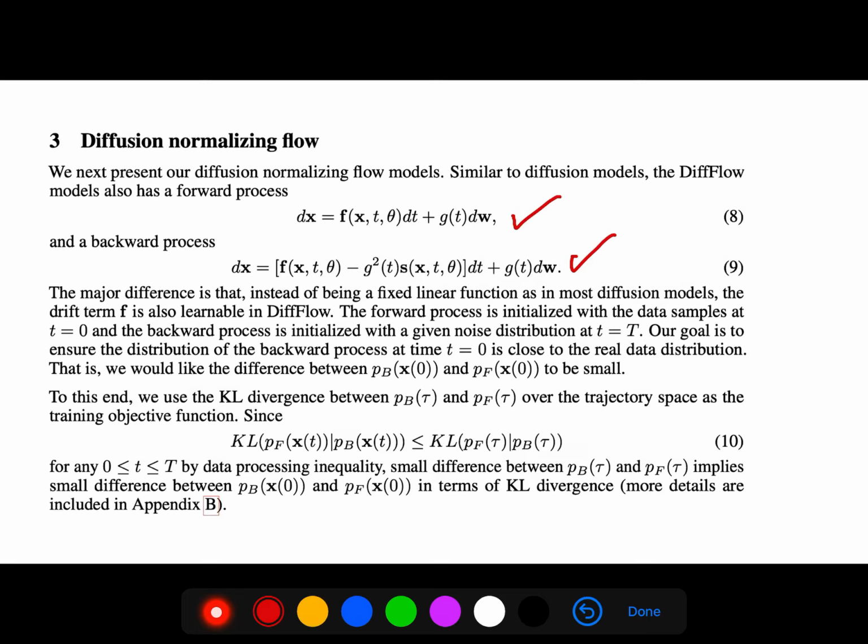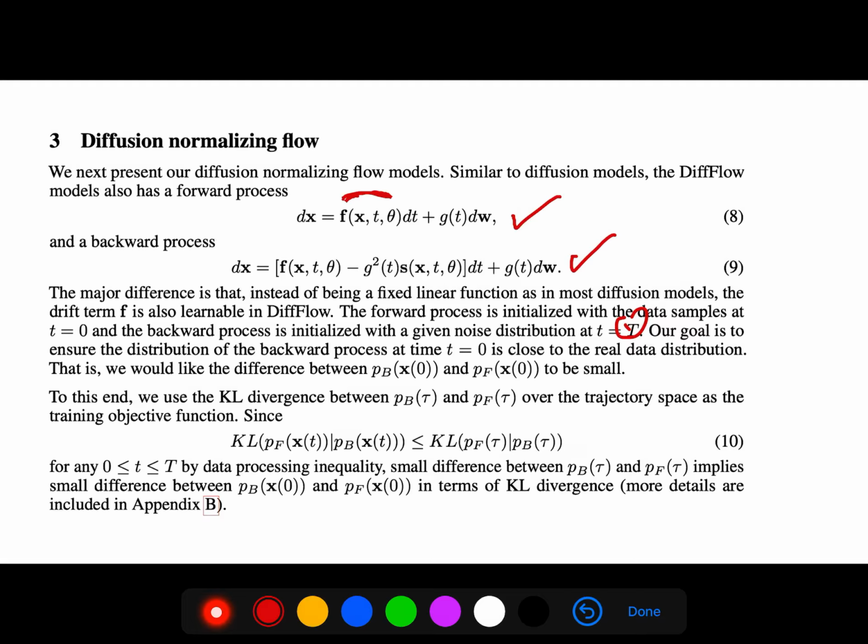The major difference is that instead of being a fixed linear function, as in diffusion models, the term, this drift, look at this f drift, is learnable in diff flow. The forward process is initialized with data samples at t equal to 0 and noise at t equal to T. Our goal is to ensure the distribution of the backward process is close to the real data distribution. That is, we would like the difference between backward and forward for the initial to be small.